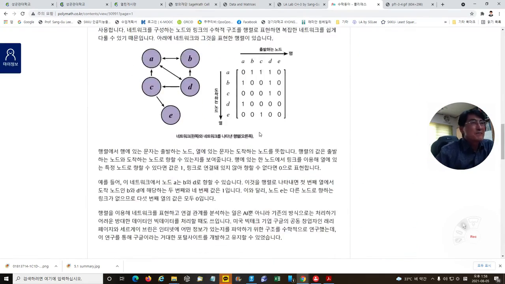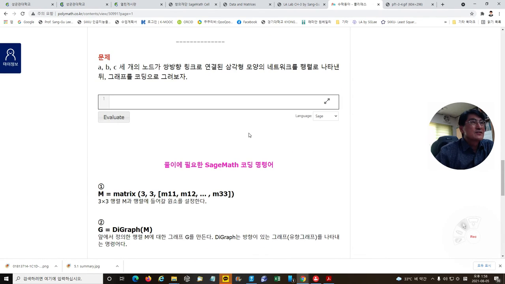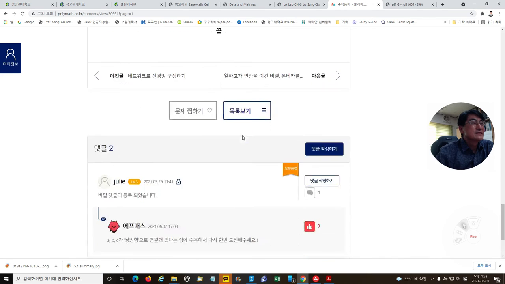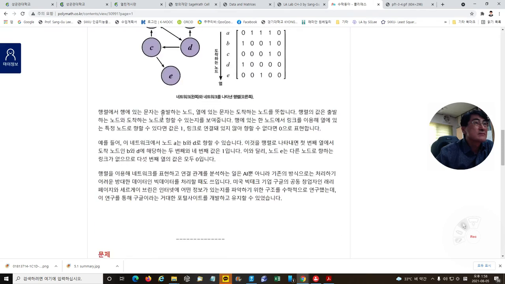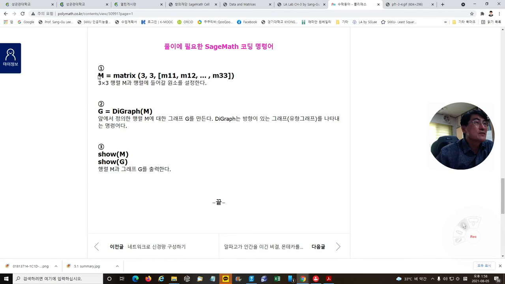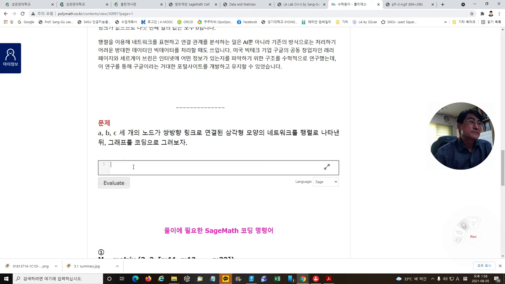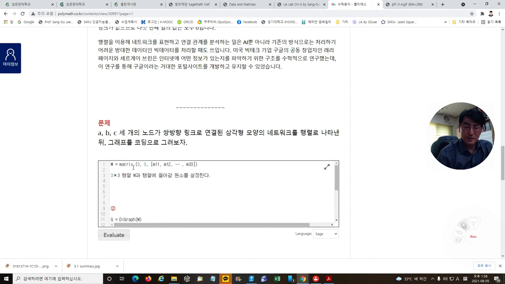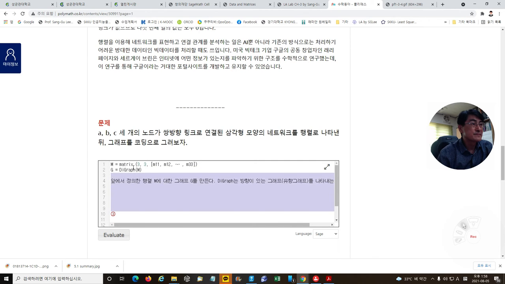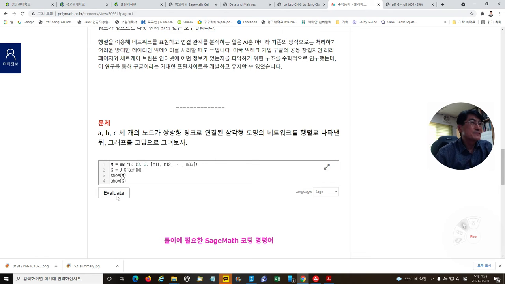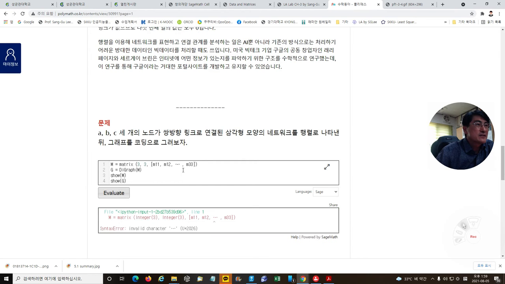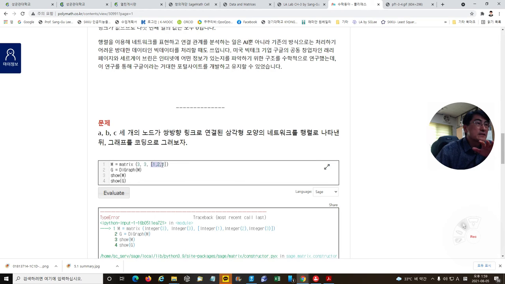This matrix can also be used to analyze the network. If you copy the code here and draw the graph of M and G, then it will give us, yes, a 3 by 3 matrix.